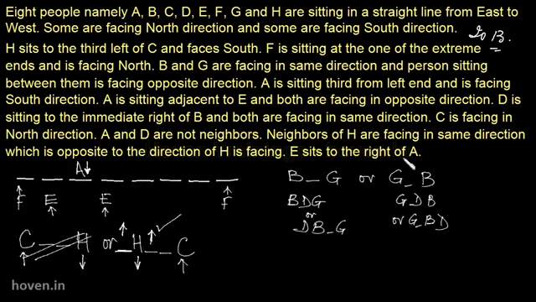E sits to the right of A. So here also I can mark now. Right of A would be this one. So this means this is not possible. So I'll cross it off and write E here and mark an arrow upwards. So this I'll cross it out because now this is finalized.